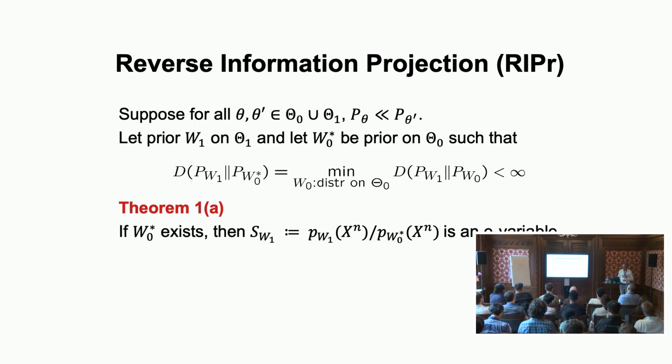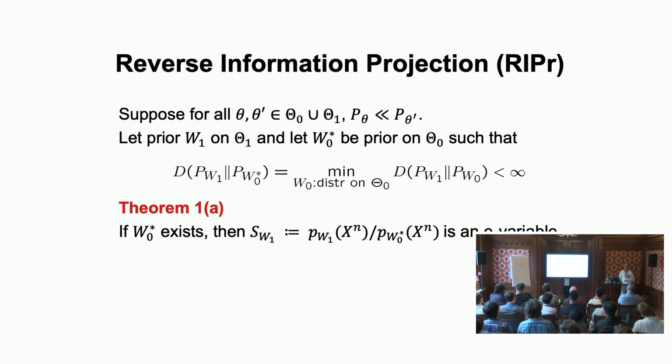So this is our claim to fame. It was in our 2019 papers and made it to GRSSB in 2024. If this prior exists, then the resulting Bayes factor is an e-variable. So its expectation is bounded by 1 for every distribution in the null.